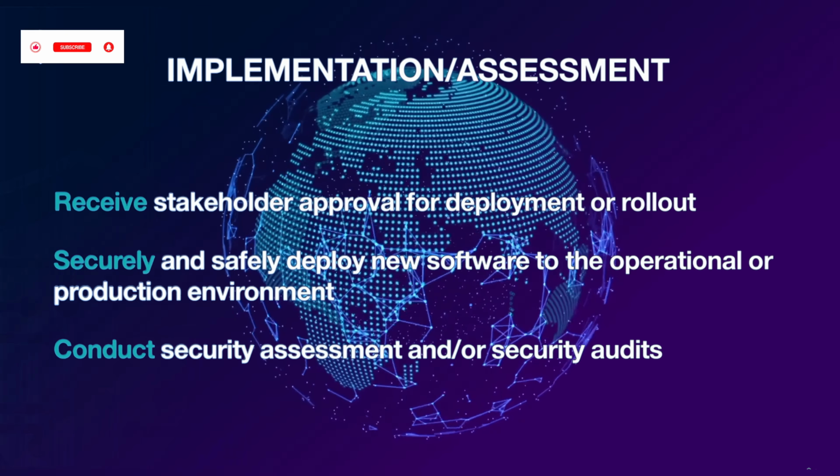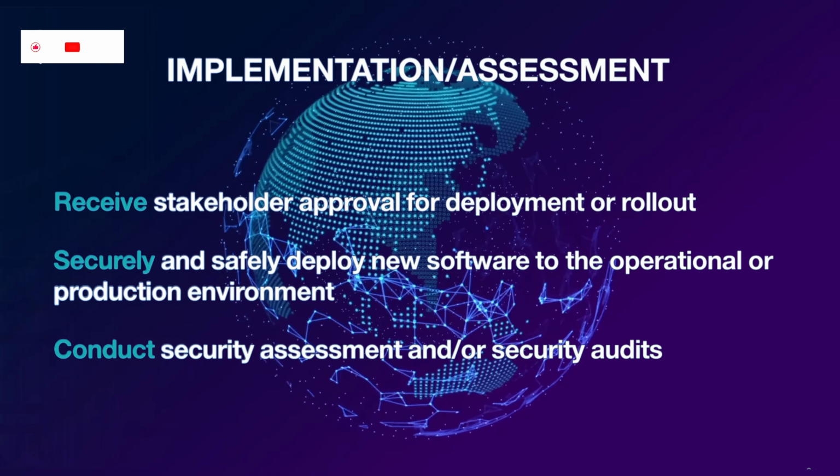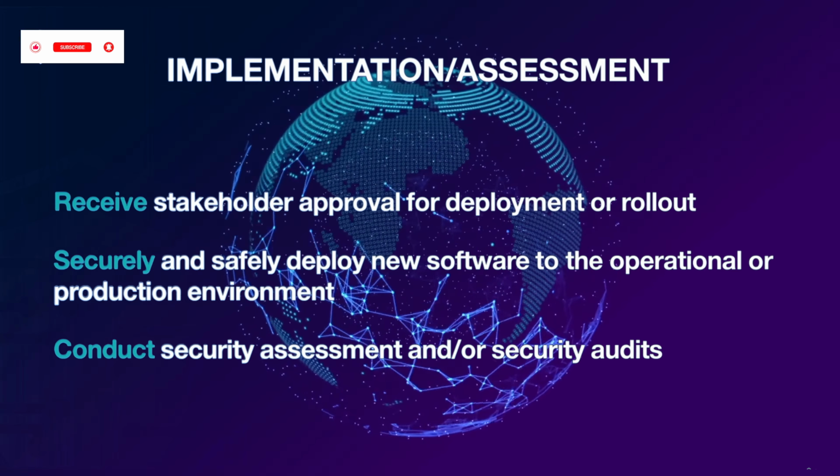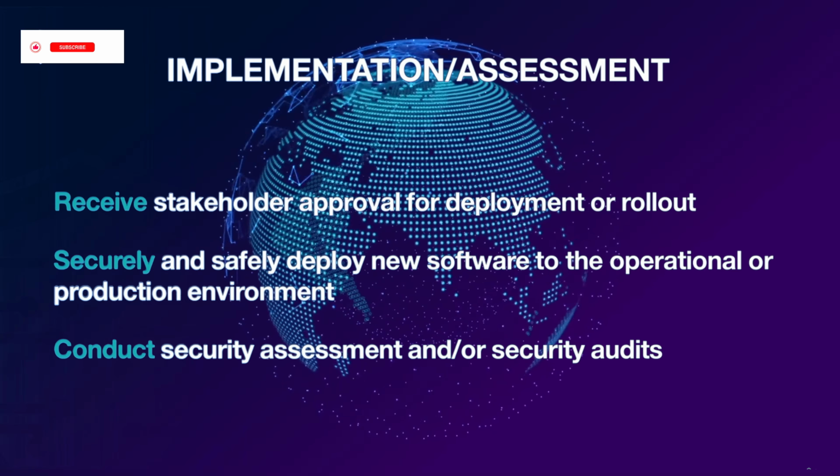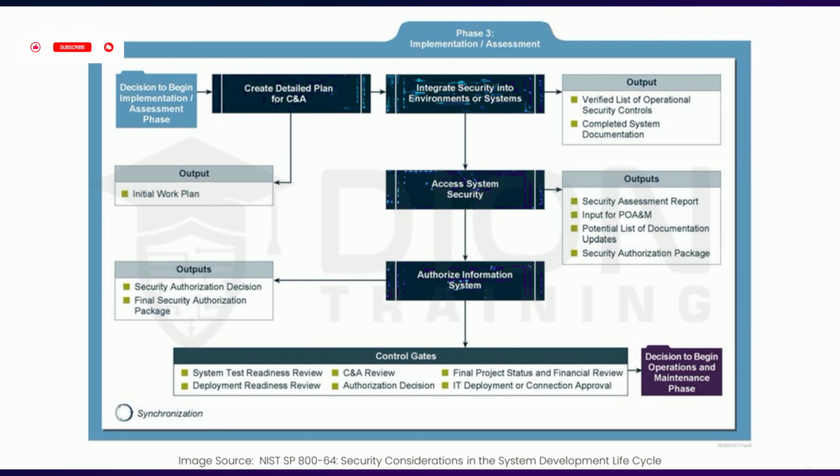with the proper controls, that everything has been implemented as we expected. And there might also be some compliance requirement to perform some kind of assessment or audit to make sure that we maintain compliance with any standing governance. So again, here's NIST 800-64, here is phase 3.